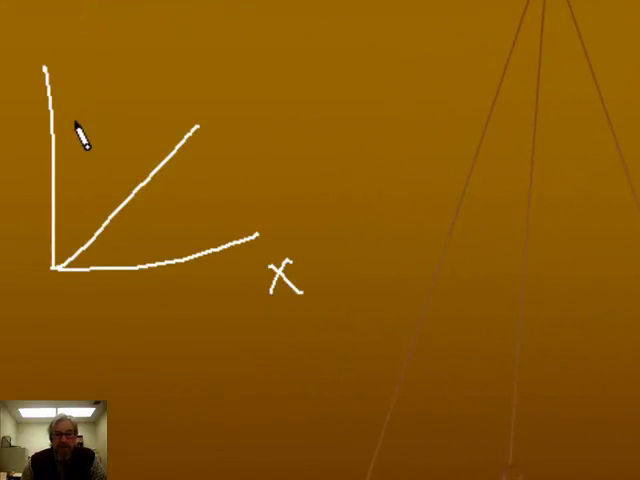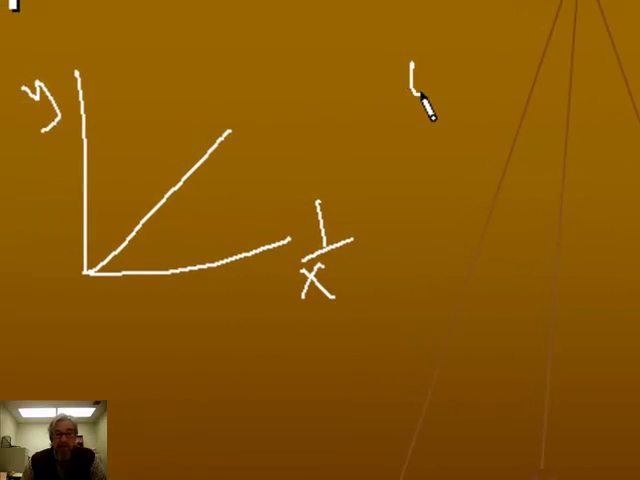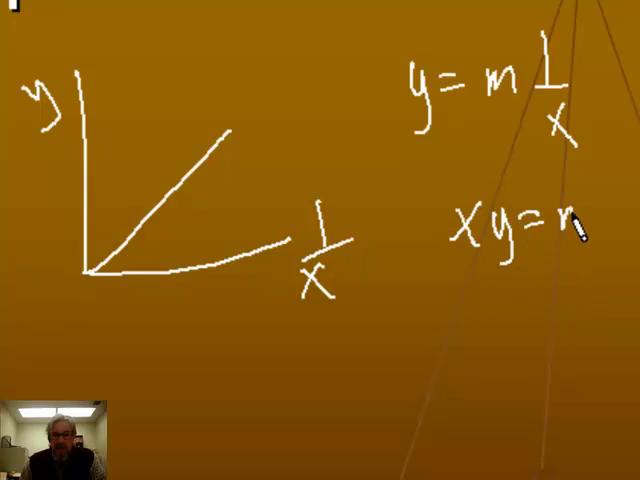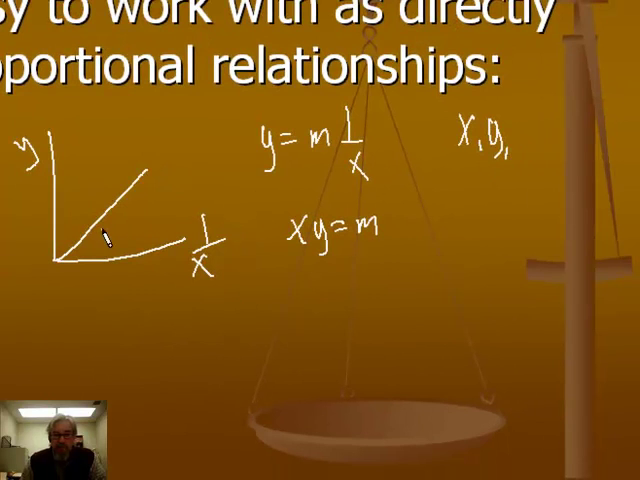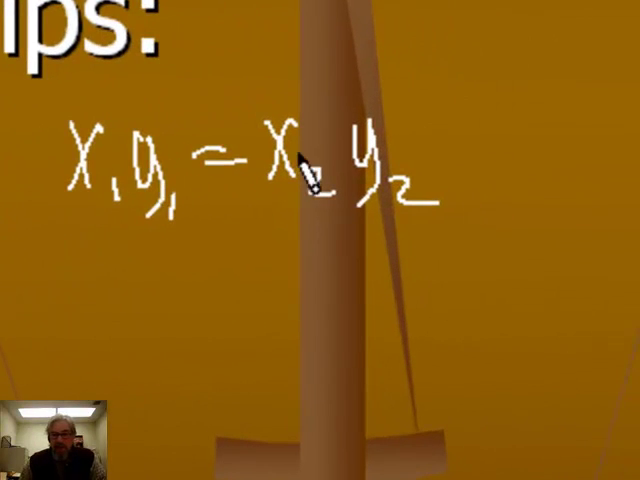If this is true, that 1 over x compared to y is a straight line, then that means y is a slope times 1 over x. That's the equation of the line. So if I multiply both sides by x, I find that x times y is a number that doesn't change. So x1 times y1 for one point on this graph is x2 times y2 for a second point on the graph. And then I just plug in my numbers and solve for the one that I need.